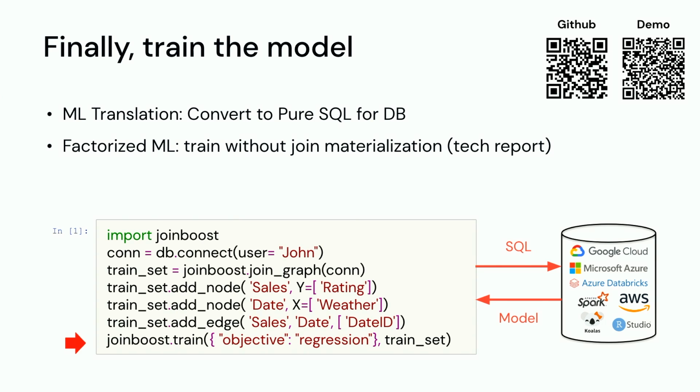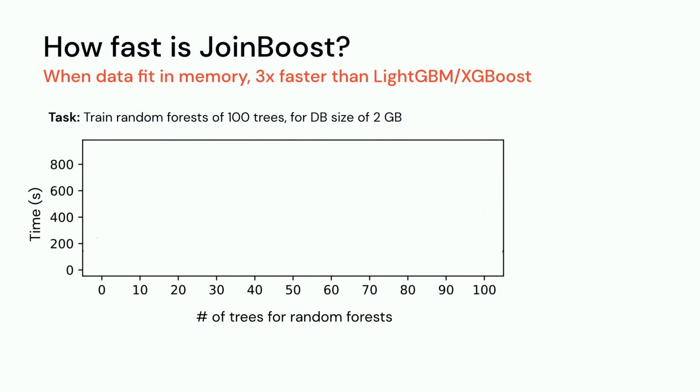repository. So how fast is JoinBoost? When data fits into memory, JoinBoost is 3 times faster than specialized libraries like LightGBM and XGBoost. We evaluated the task of training random forests of 100 trees on a database of Favorita. The plot has the y-axis showing the training time and the x-axis showing the number of trees for random forests. Starting with scikit-learn, which is a very popular choice, but it's also super slow, and we have to stop the training after 30 iterations.